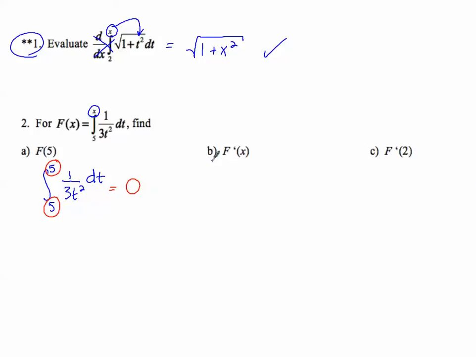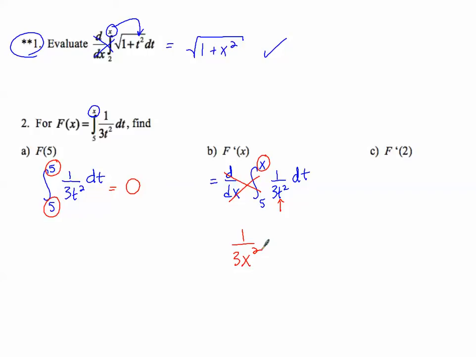Part B says do f prime of x. If this is f of x, f prime of x means take the derivative with respect to x of this f of x function, the integral from 5 to x of 1 over 3t squared dt. Remembering that derivative and antiderivative are inverse processes, I plug the new variable in where the old variable was. 1 over 3x squared is my answer.